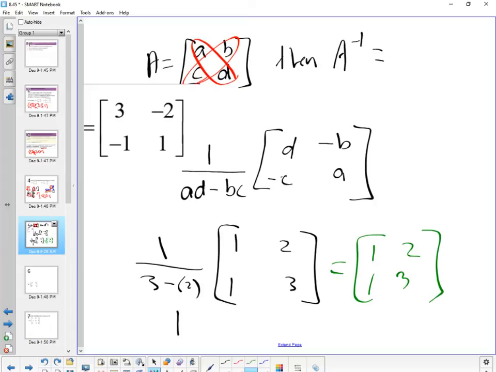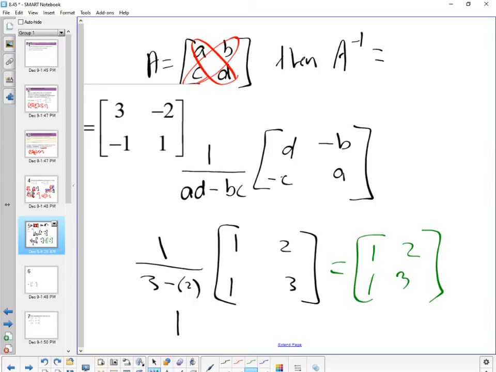I'm going to double check this formula. I'm double, triple checking because I already made one mistake and I don't want to make it again. It's 1 over AD minus BC. And in the matrix, I've got D, negative B, negative C, A. Yes, good. Okay. Our answer was zero.